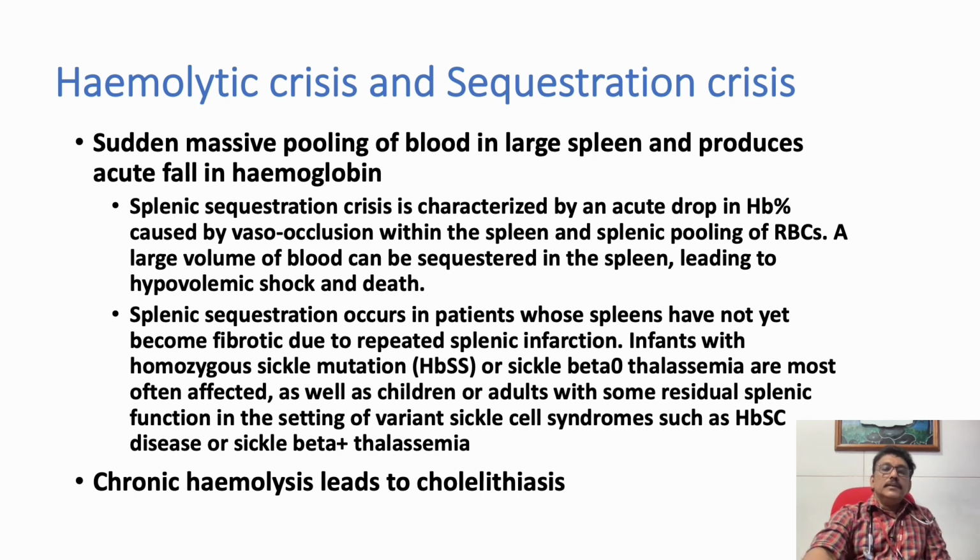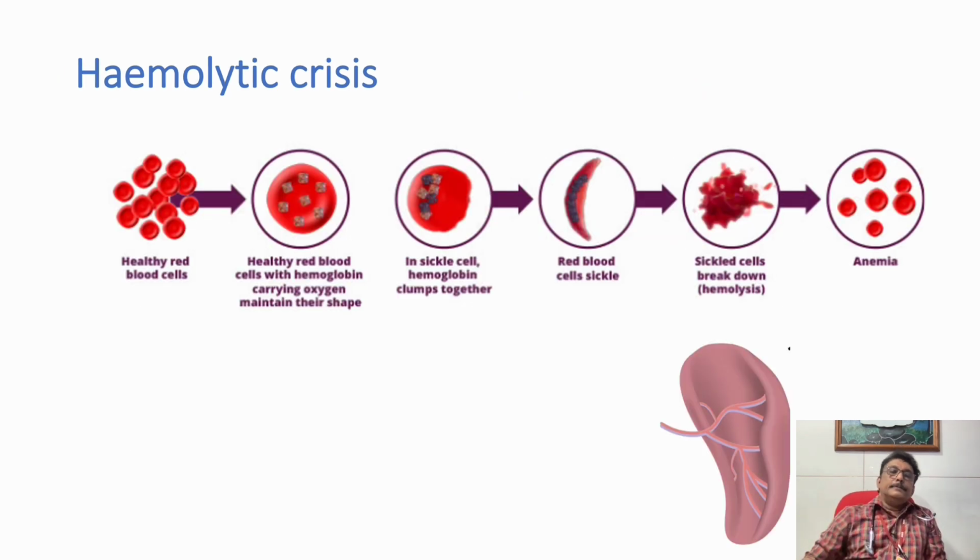Sequestration mainly occurs in the spleen, and sometimes because of the chronic obstruction in the spleen, a patient can develop autosplenectomy also. Many patients who have chronic hemolytic anemia with elevated indirect hyperbilirubinemia can have cholelithiasis. They can develop stones in the gallbladder because of the elevated bilirubin for a long period. You can see the hemolytic crisis here. RBCs are lysed continuously.